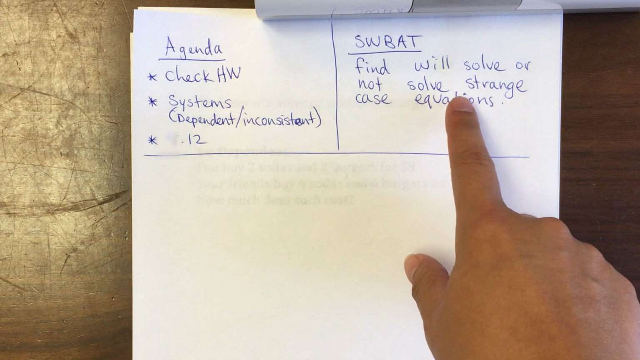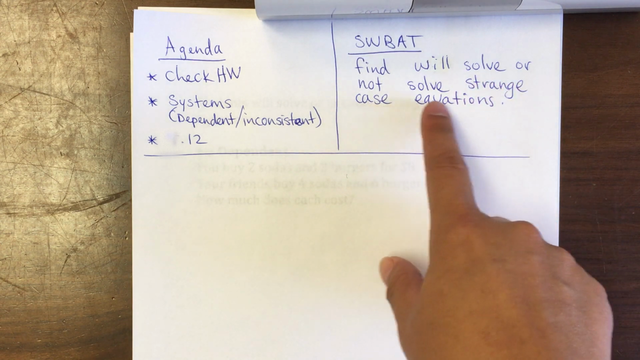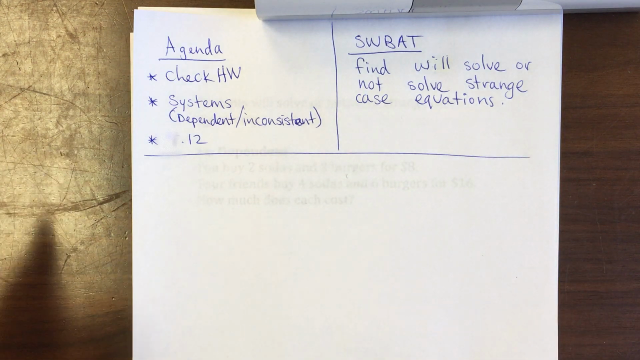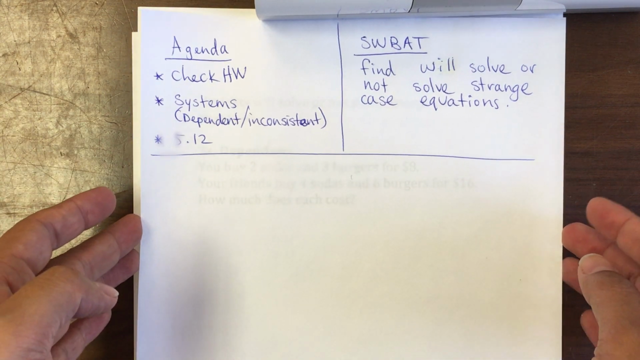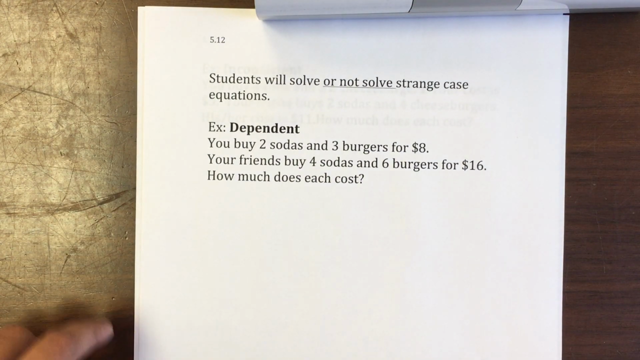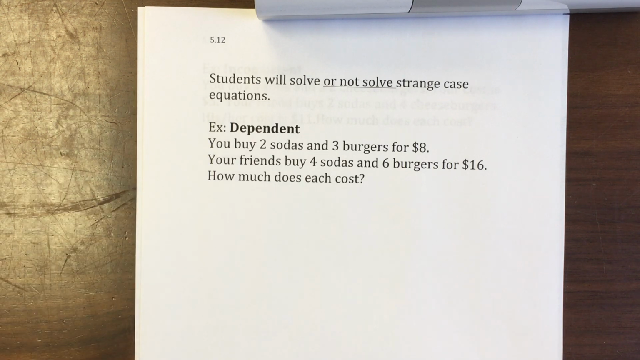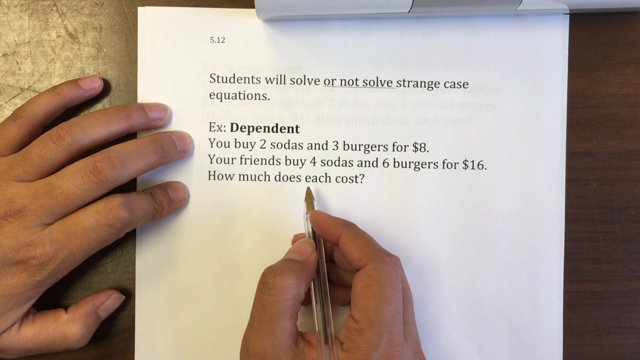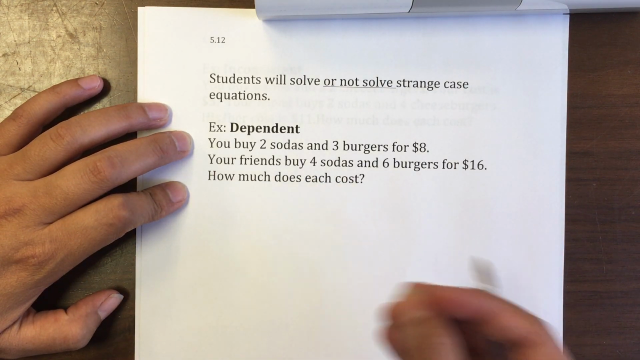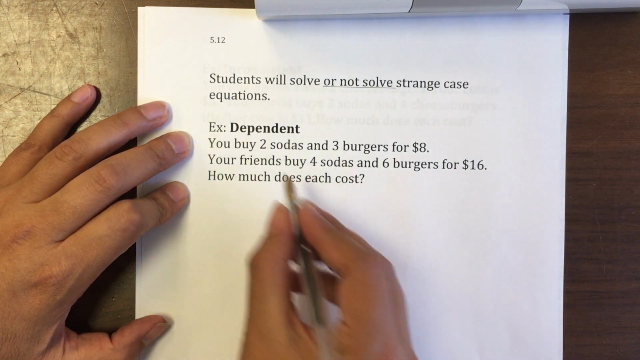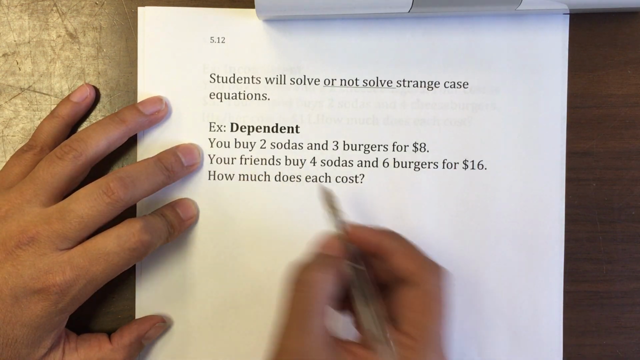will be able to solve or not solve strange case equations. And you'll see what that means once we look at some of the problems. So dependent means that somehow you end up with a similar equation. And let's look at this example so that you can see what it means.